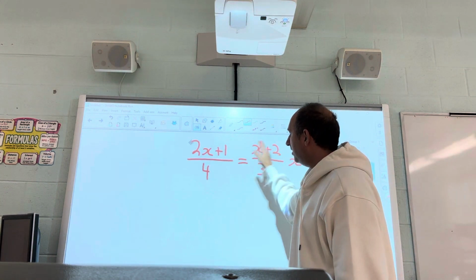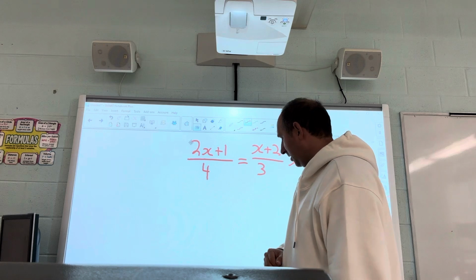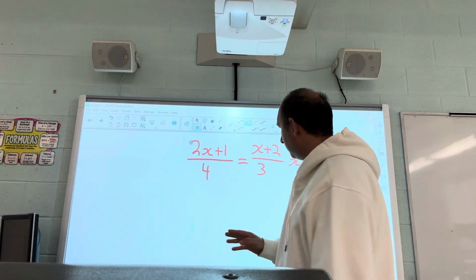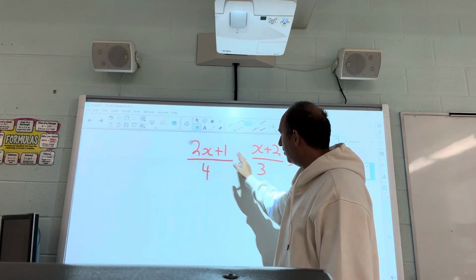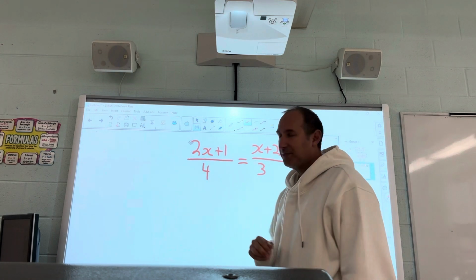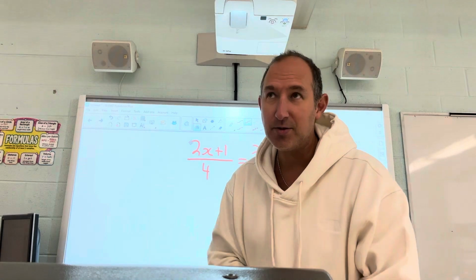So I'm gonna do a Zorro action. I'm gonna kind of do it the long way here, okay? Because I can kind of do this in my head. 3 times 2x is 6x. 3 times 1 is 3. And you see, I was so distracted with those bells.